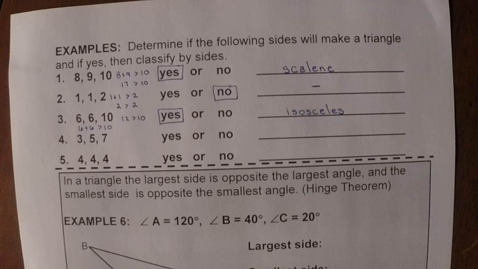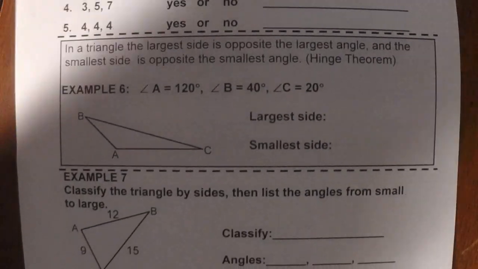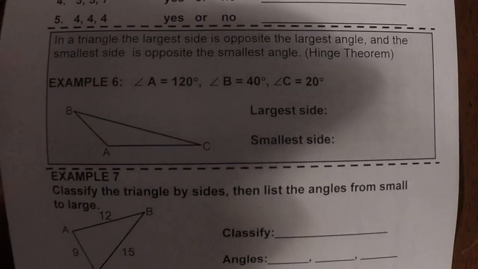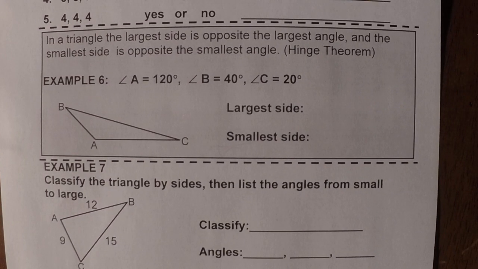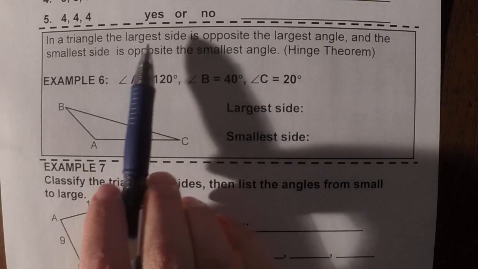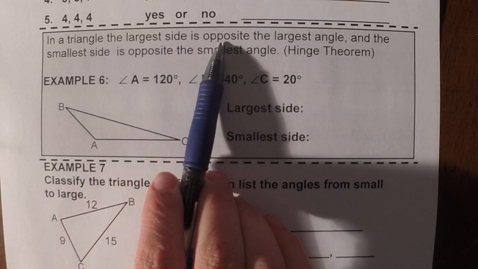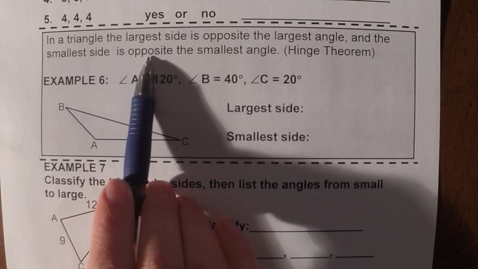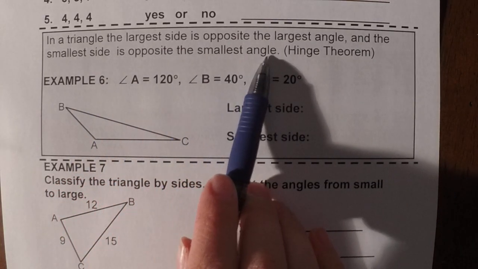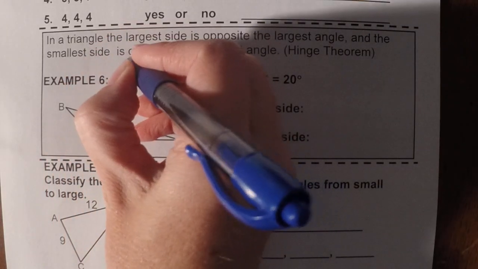Okay. So moving this up, we're going to talk about the hinge theorem, and it says in a triangle, the largest side is opposite the largest angle, and the smallest side is opposite the smallest angle. Opposite kind of just means across from.